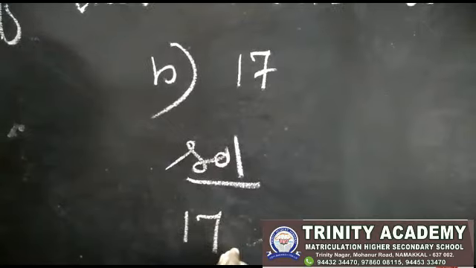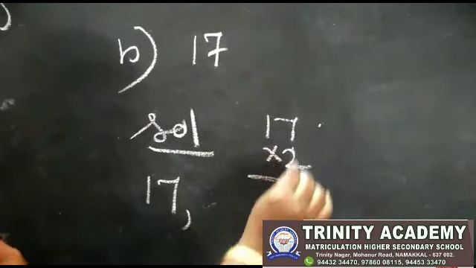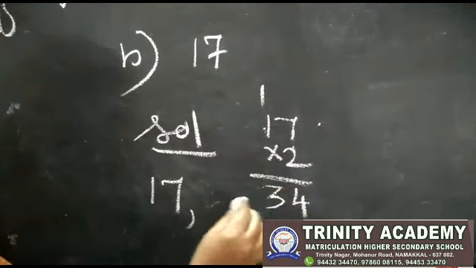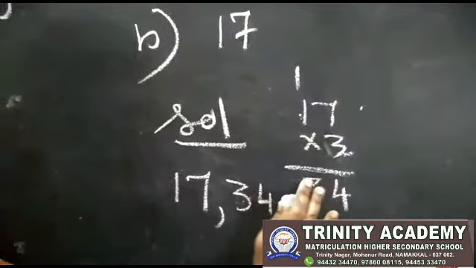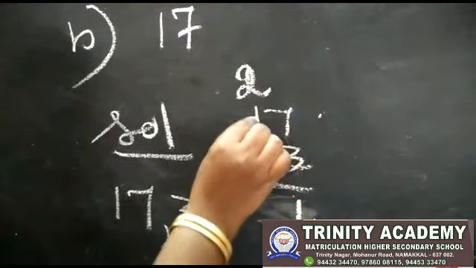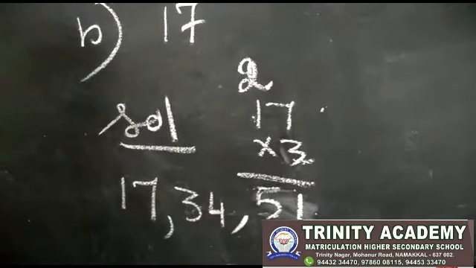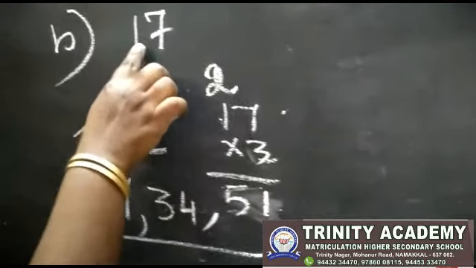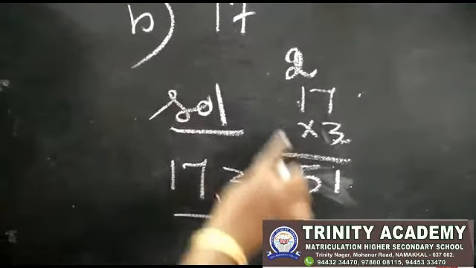Similarly, second question, write the first 3 multiples of 17. 17 ones are 17. 17 twos: 7 twos are 14, 1 carry over; 1 two is 2, plus 1 is 3. So 17 twos are 34. Next, 17 threes: 7 threes are 21, 2 carry over; 1 three is 3, 3 plus 2 is 5. So 17 threes are 51. So the first 3 multiples of 17 are 17, 34 and 51.